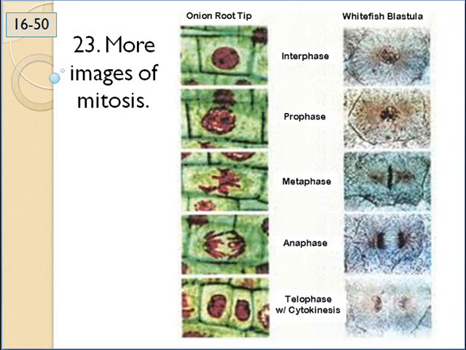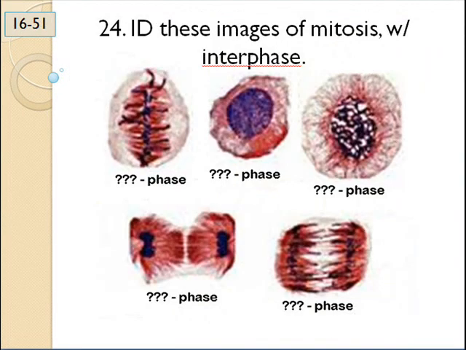Okay? Another way of looking at it: I'm asking you this time to look at these pictures and see if you can tell me what phase they're in. Let's start with this one first. What phase? Metaphase. No doubt, metaphase. Now this one, what phase do you think he's in? Interphase. Because you cannot see anything as far as chromosomes. All I see is a mass of mush. If you can't see them, then you're in interphase.